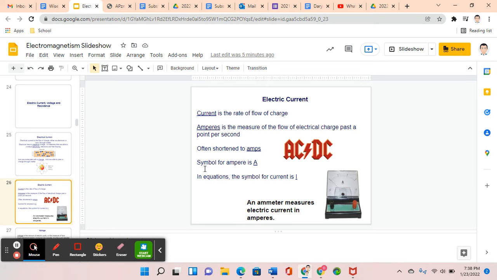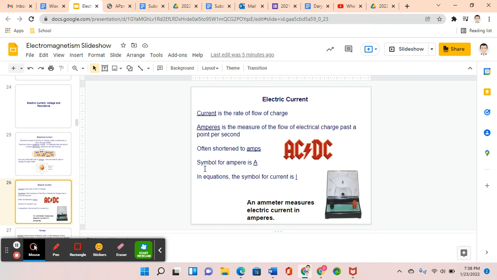Amperes. Listen to me pronounce that one more time. Amperes is the measure of the flow of electrical charge past a point per second. Now, often we shorten the word amperes to amps. And the symbol for an ampere is the capital letter A. However, in equations, the symbol for current, not the symbol for amperes, but the symbol for current is the capital letter I.